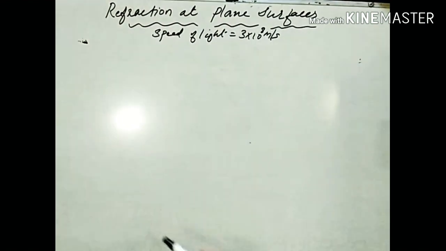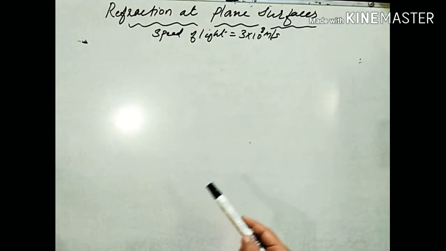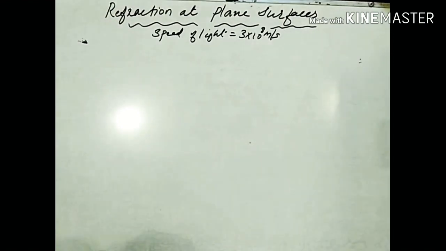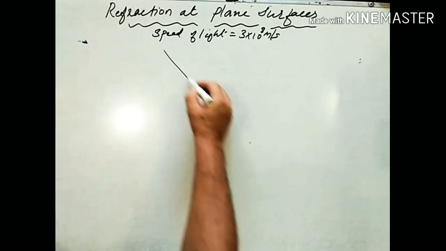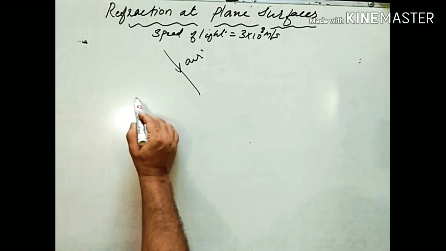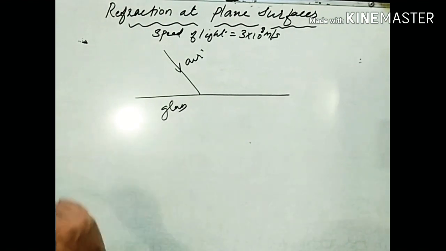Refraction at plane surfaces. You know, the speed of light is 3 into 10 to the power 8 meter per second. This is the maximum speed of light in vacuum or in empty space or in air. So through the air, the speed of light remains constant. So the light travels through the air in a straight line. When it suddenly enters into any other medium, such as glass, what happens?